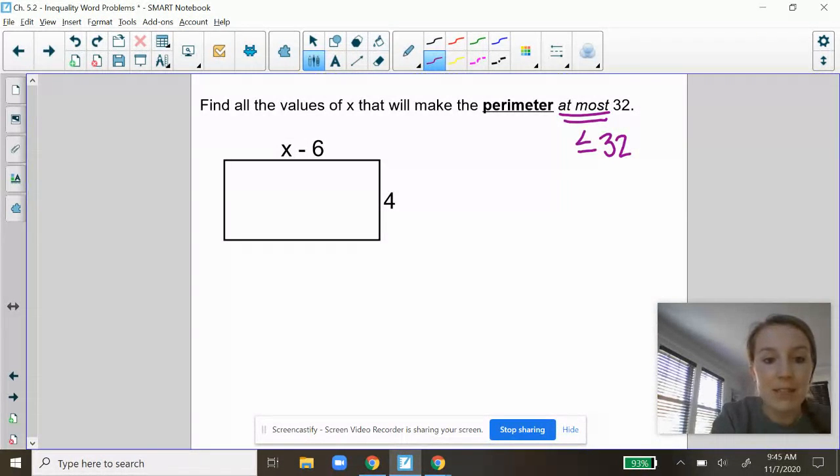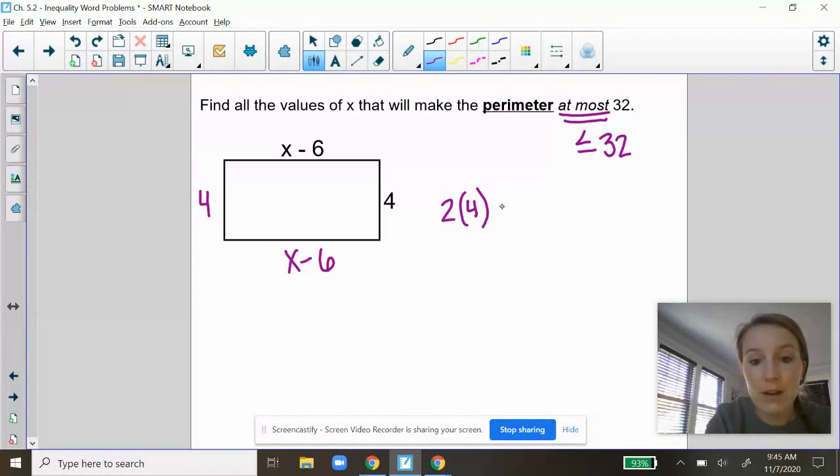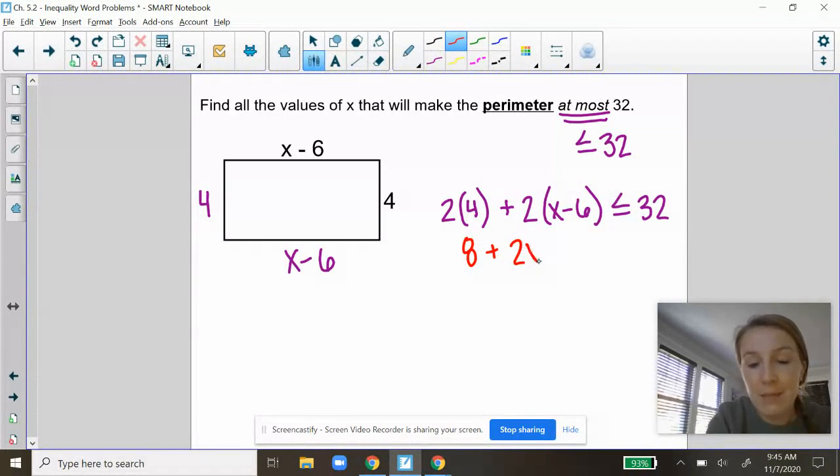So we're going to take our sides. Remember that when I have a rectangle, this is also going to be x - 6, and then this will also be 4. So if I write an inequality statement based on this, I have 2 sides that are a value of 4, plus 2 sides that are a value of x - 6. And all together, that's going to be less than or equal to 32. Well, let's solve this. That's going to give me 8, plus 2x - 12. When I combine my like terms, I'll be at 2x - 4 is less than or equal to 32.